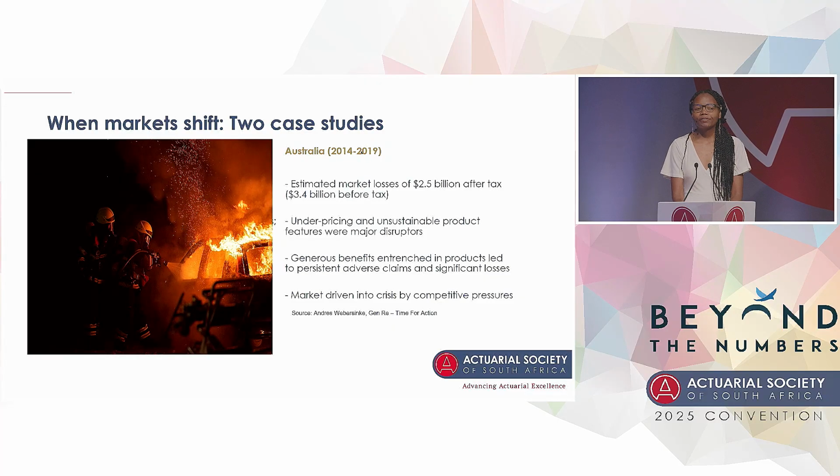Meanwhile, Australia had a much tougher challenge, with reported losses of about $2.5 billion after tax. This was due to 2 factors: underpricing and very generous product features. In a bid to remain competitive, insurers introduced very generous features. And once these features were entrenched in the market, no one wanted to be the first one to pull back. The result was a perfect storm: persistent adverse claims experience that led to substantial losses.